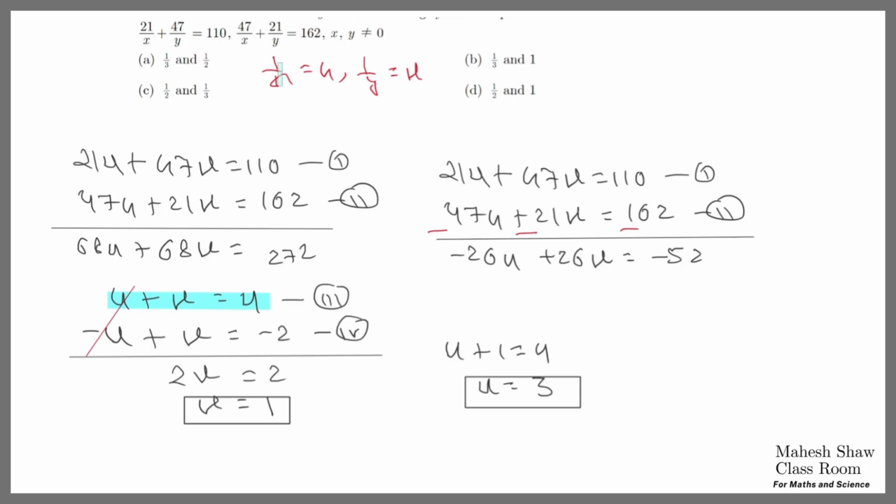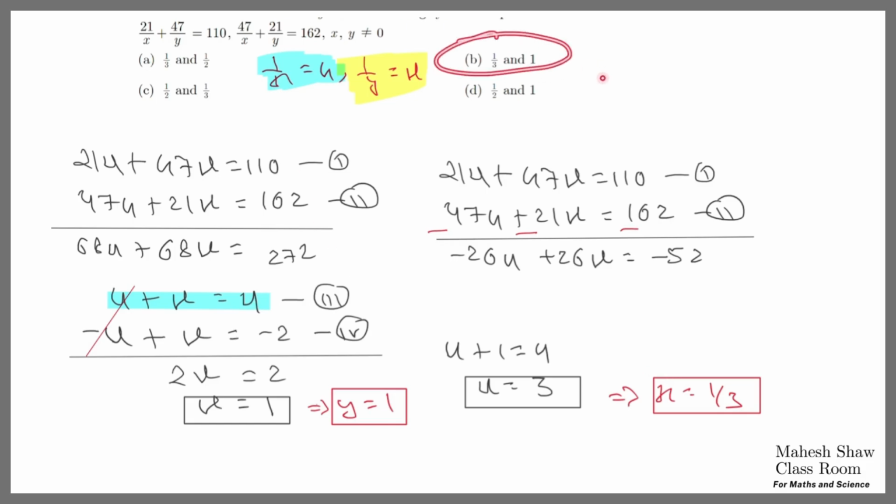Now what we can observe is that we have to get the values of x and y, and x is what? Reciprocal of u. So x is the reciprocal of 3, which is 1 by 3. And similarly, y is the reciprocal of v. So the reciprocal of 1 is what? 1. So we'll say that the values of x and y are x as 1 by 3 and y as 1. Yes, therefore B is the correct answer of this question.